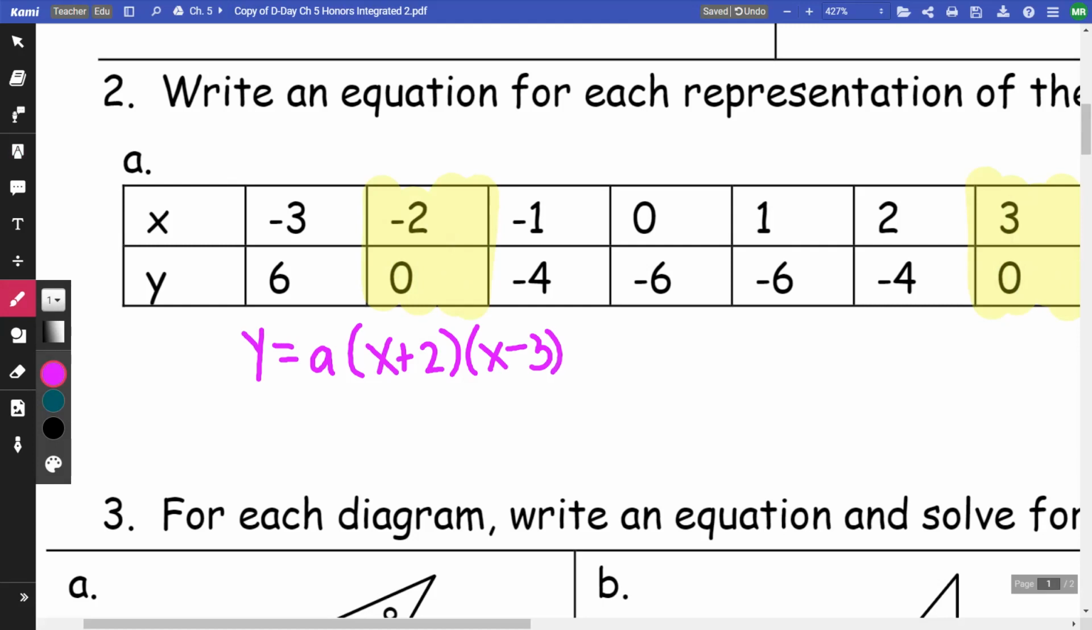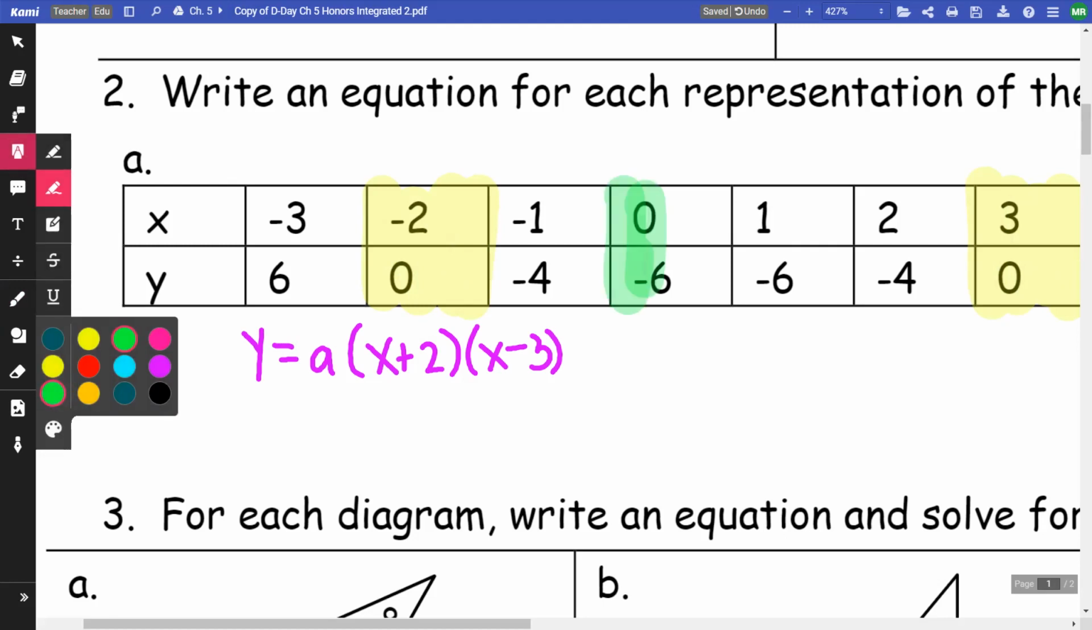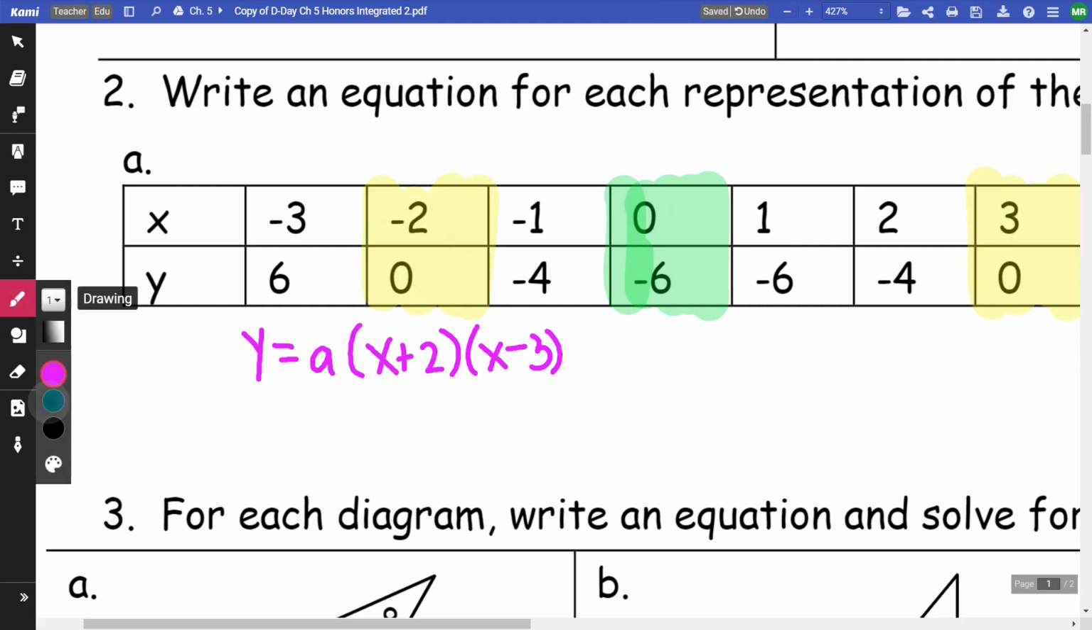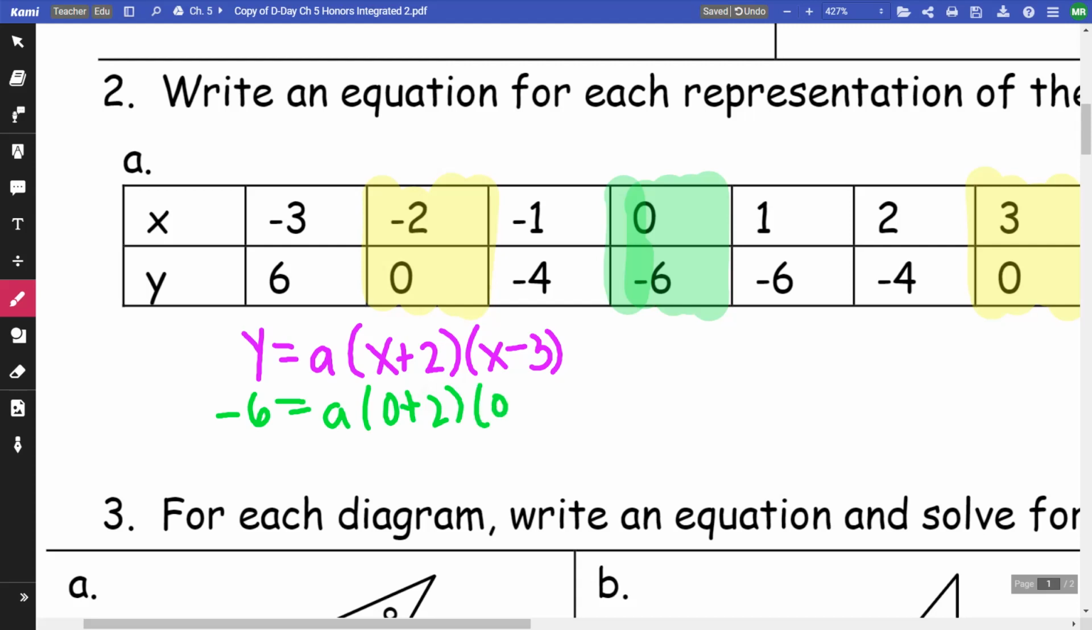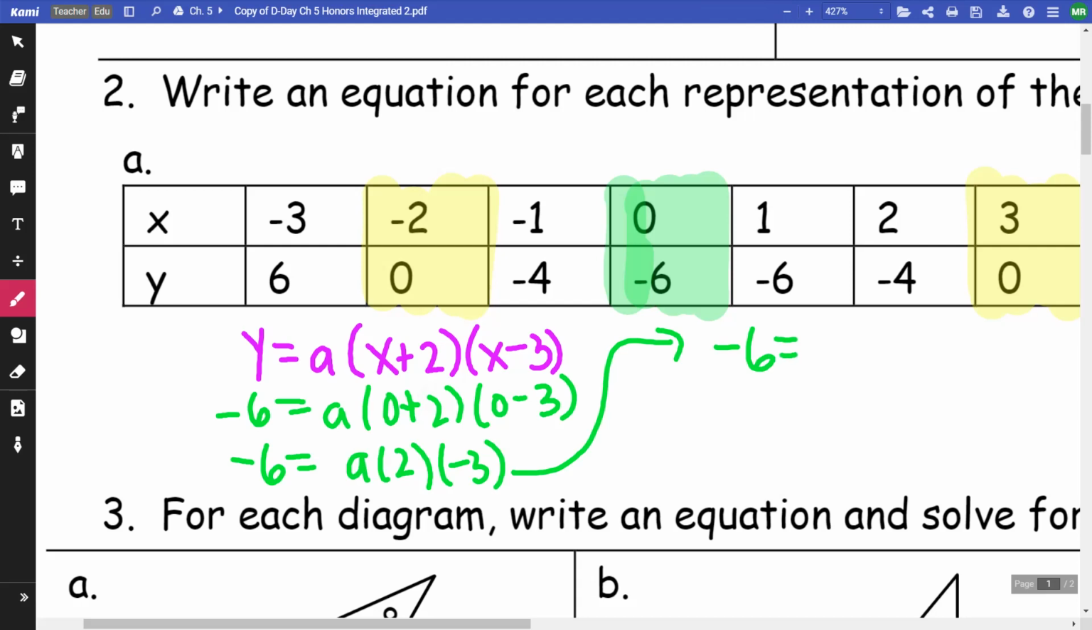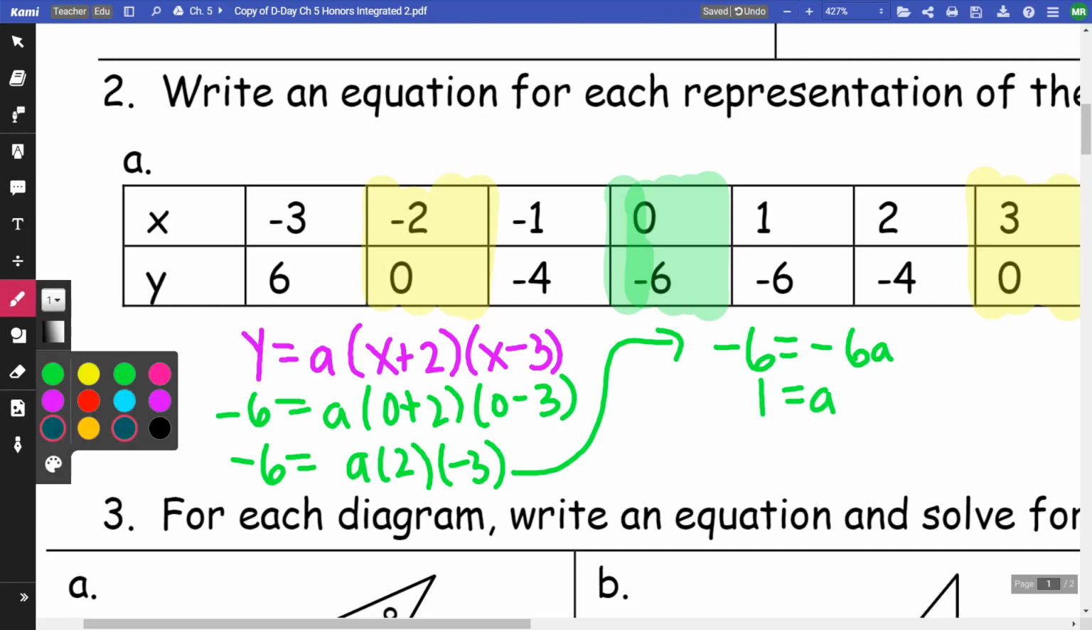And then I need to find my stretch. So I'm going to use one of these points, any of these points. I'm thinking that the easiest one would be this one because I can put a 0 in, so that might make it a little easier for me. I'm going to put negative 6 for my y, 0 for my x. And when I work this out, I'm going to have negative 6 is equal to a times 2 times negative 3. So I end up with negative 6 is equal to negative 6a. So my a is actually a 1. So my stretch is a normal stretch.